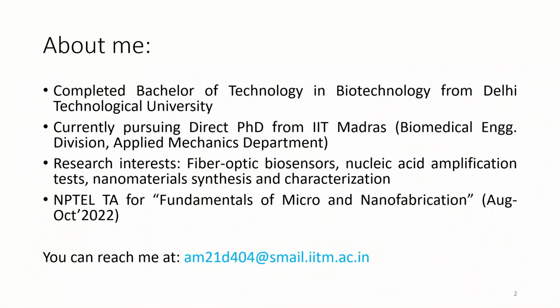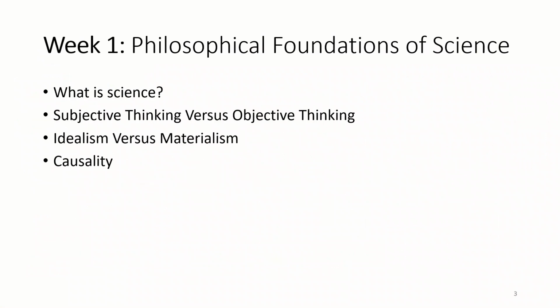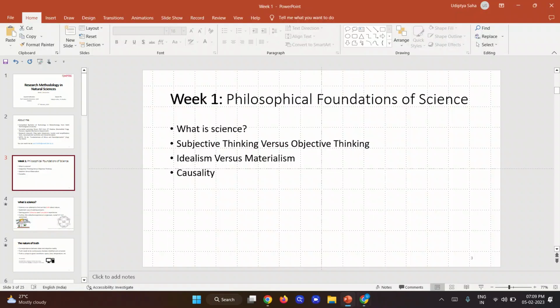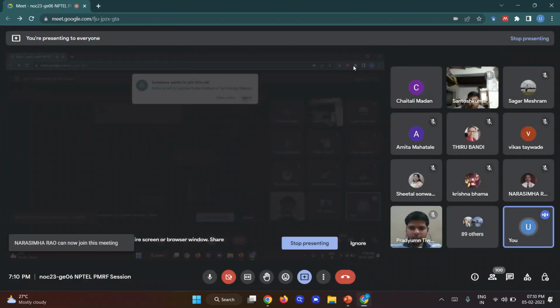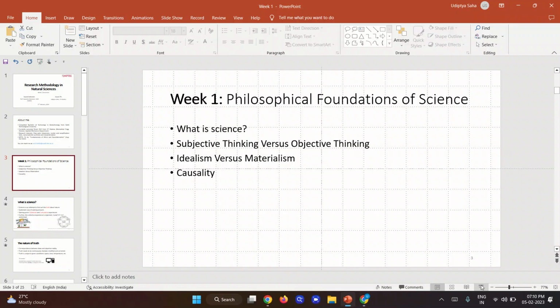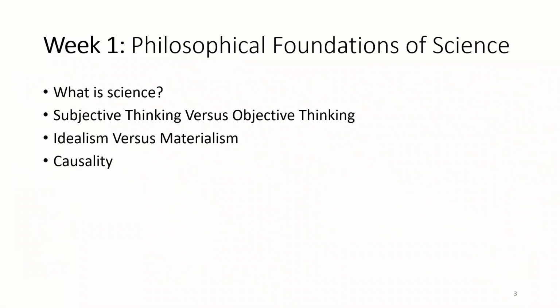So week one essentially involved what I understood as some philosophical foundations of science. In the first sense it may not look like a completely technical subject, but a lot of philosophical thinking is involved in science and research, and that's the content of it. We discussed what is science, subjective thinking versus objective thinking, idealism versus materialism, and causality.